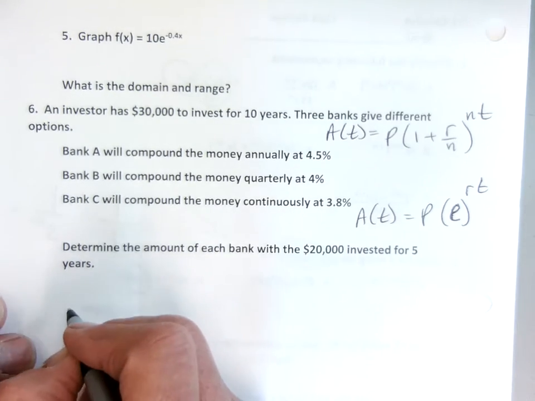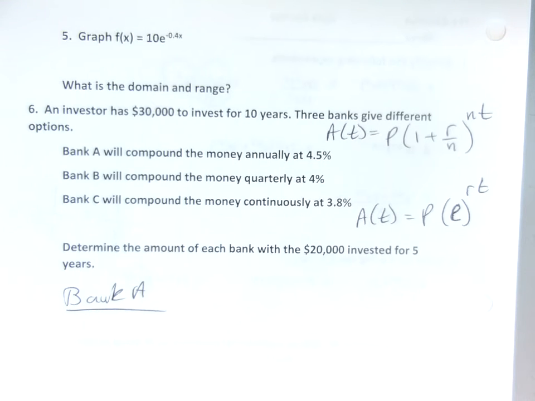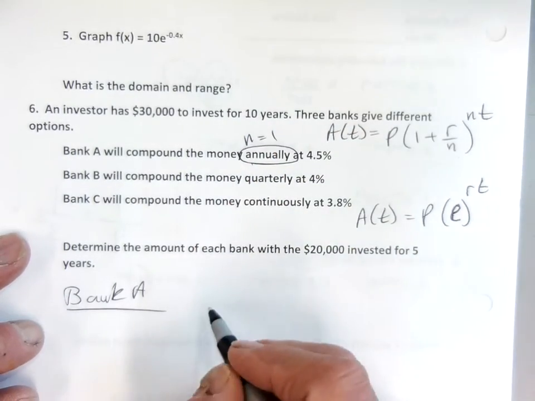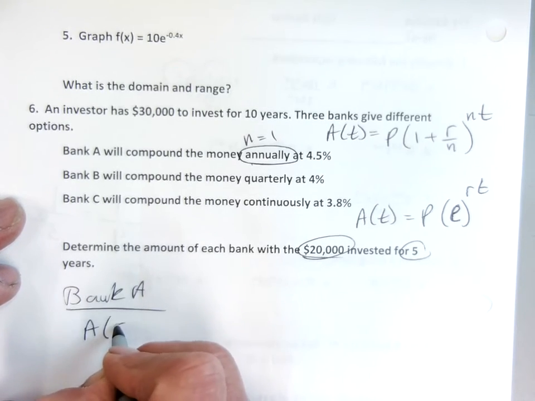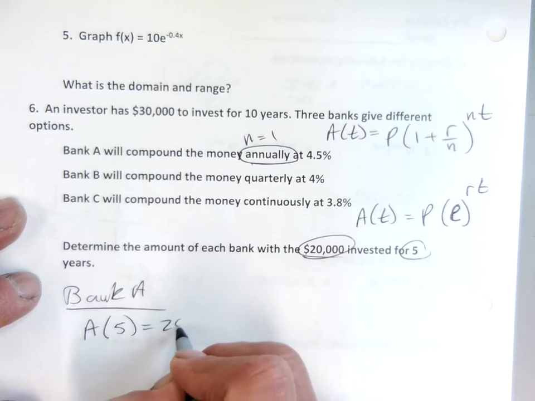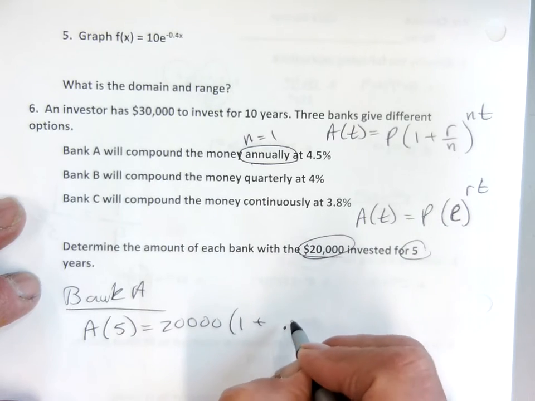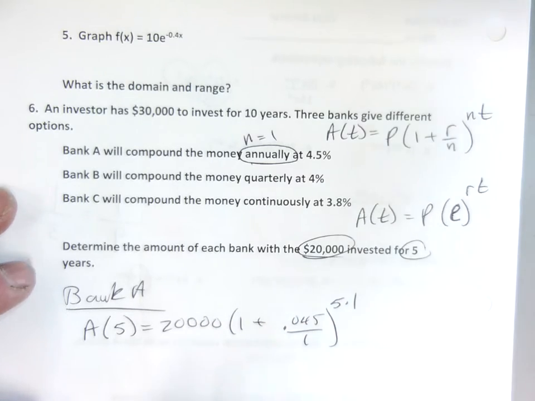Bank A. I probably need to wait for you, right? We'll do Bank A, annually. So if Bank A is annually, n is 1. All right, I'm going to put in 20,000 for 5 years. So Bank A is going to be A of 5, because we go for 5 years. I'll go 20,000 times (1 plus 0.045 over 1) to the 5 times 1. Okay? I don't need the 1. Do you guys agree? I don't need the 1.